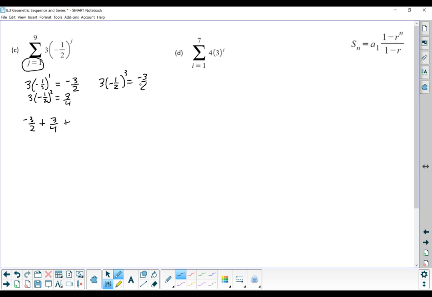That's negative 3/8, and so forth. And then the number at the top tells you where to stop. So the last one that you would sub in is 9. So our last term would be 3 times negative 1/2 to the 9th power.